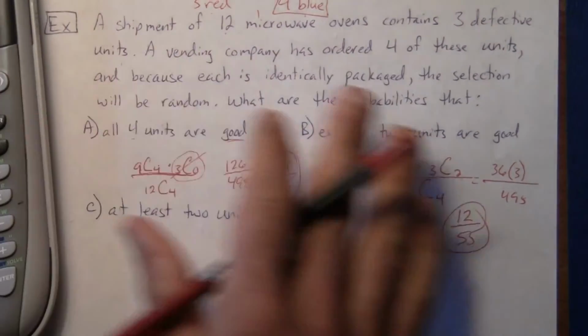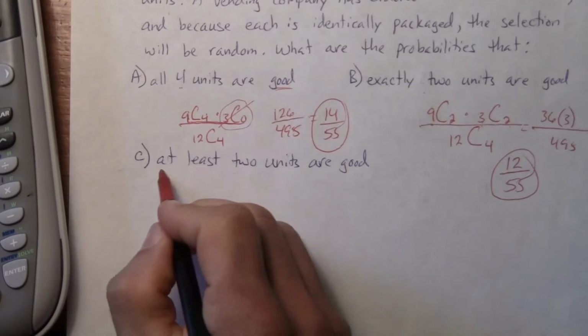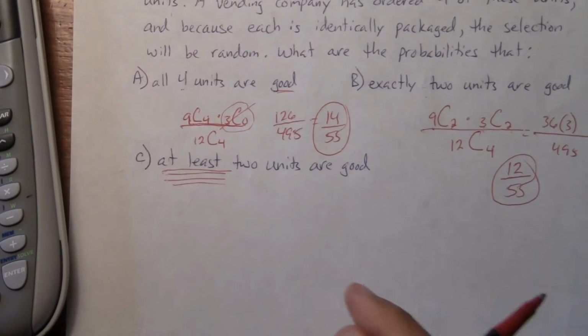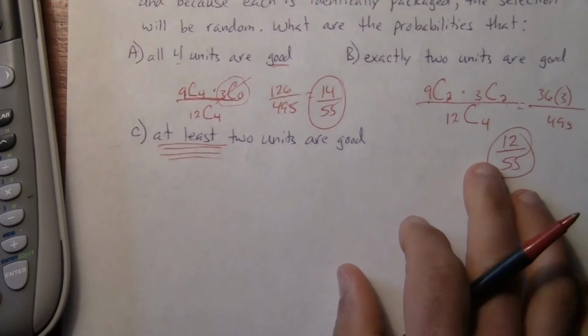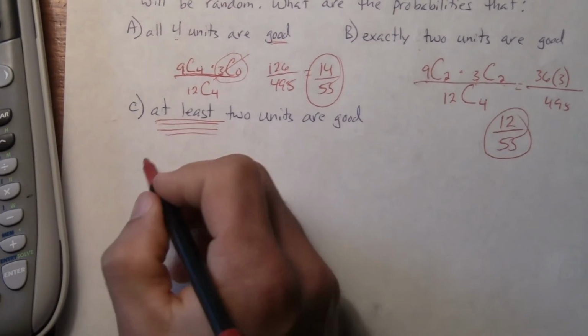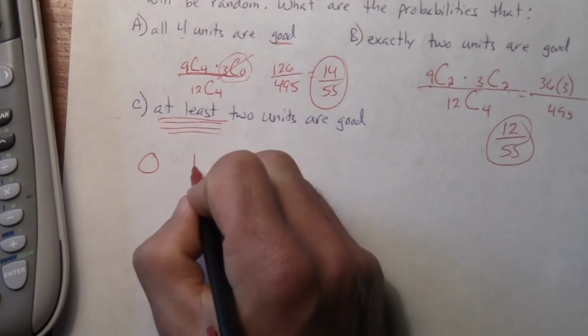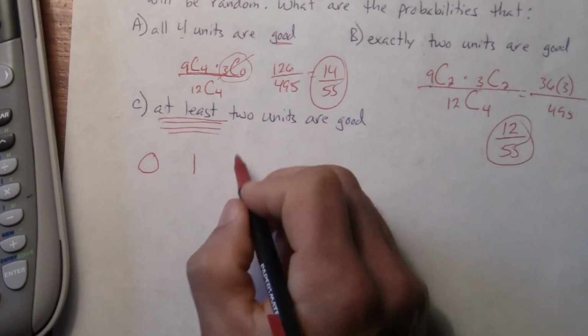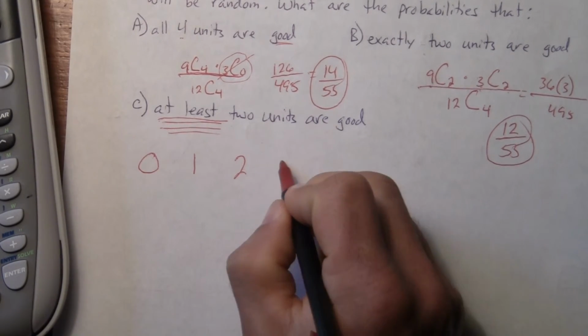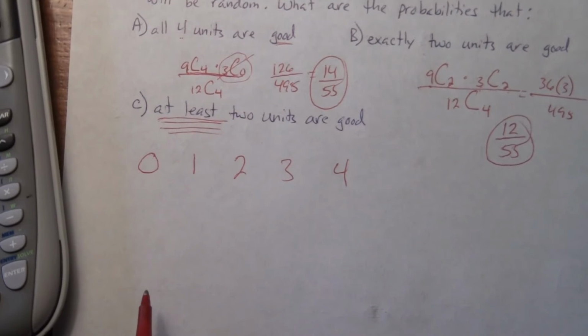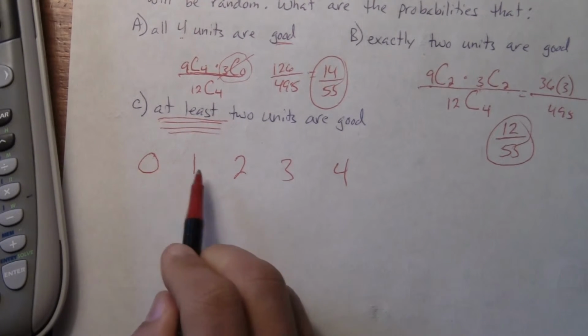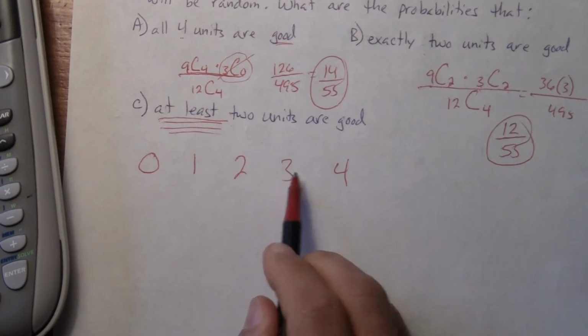And then the last one, of course, has got one of the key words that's easy to make a mistake with, and that's at least 2 units are good. You're picking 4 units total, so here are the possibilities. You either don't get any, you get 1, that's bad, you get 2, 3, or 4. So either none of them are good, 1 of them's good, 2 of them are good, 3 of them are good, or 4 of them are good.